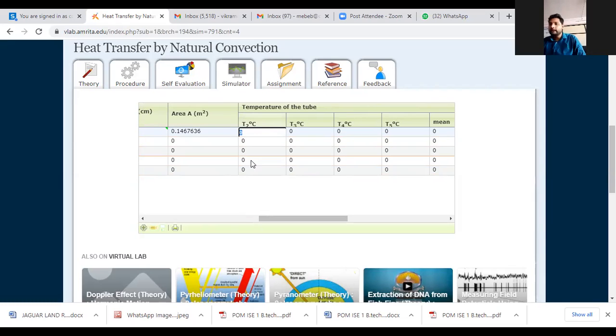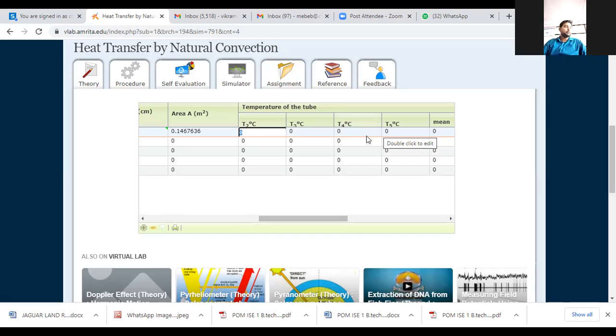Now here we have to put the temperature readings: T2, T3, T4 and T5. These thermocouples are placed on the surface of the cylinder, so the T2, T3, T4, T5 temperatures will be considered as surface temperatures. Whereas the T1 and T6 thermocouples are suspended freely in the air, so T1 is considered as the inlet air temperature, and T6 will be considered as the outlet air temperature.